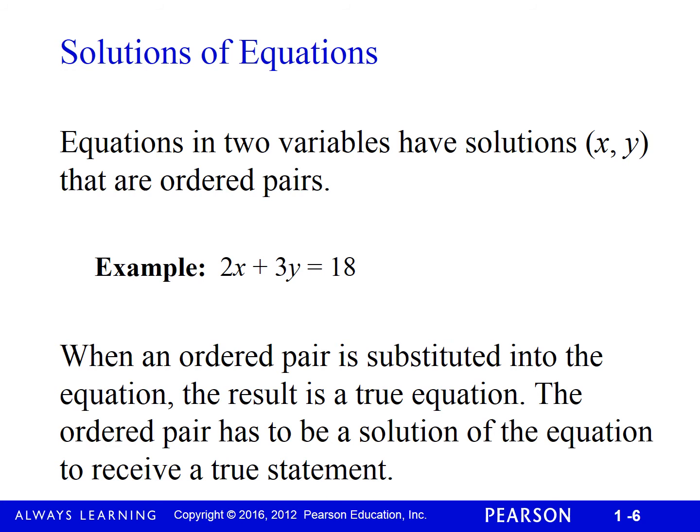Equations in 2 variables have solutions x, y. So now we're talking about an equation, but we're talking about the same x and the same y, the same ordered pair that we were talking about when we were talking about the picture or the graph. So here's an example, 2x plus 3y equals 18. When an ordered pair is substituted into the equation, the result is a true equation. The ordered pair has to be a solution of the equation to be true in that case.